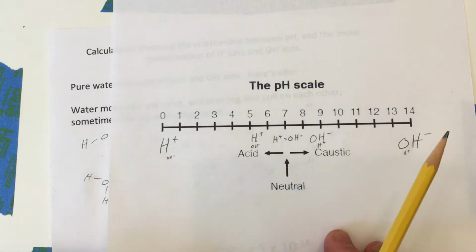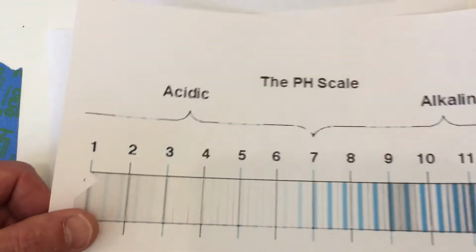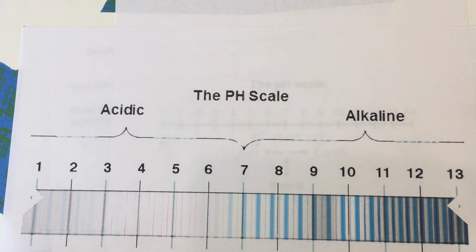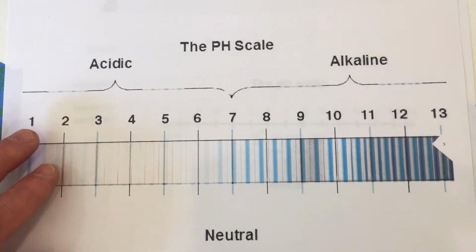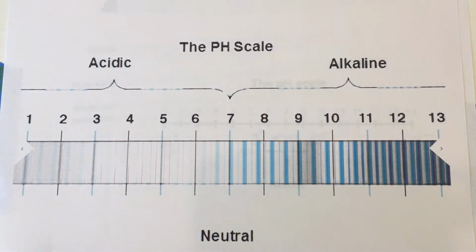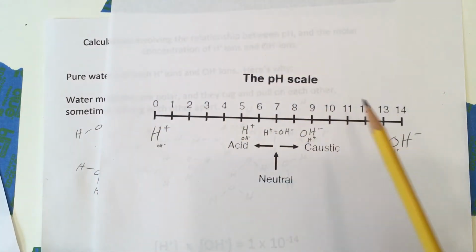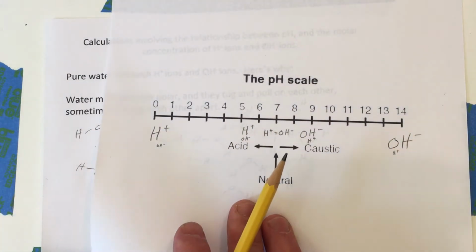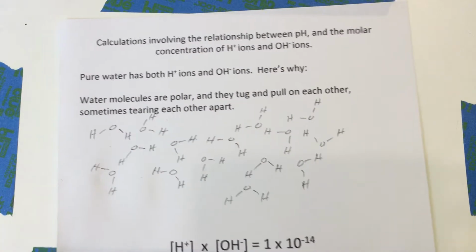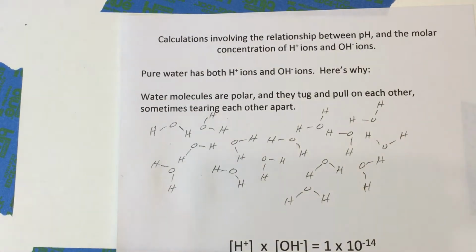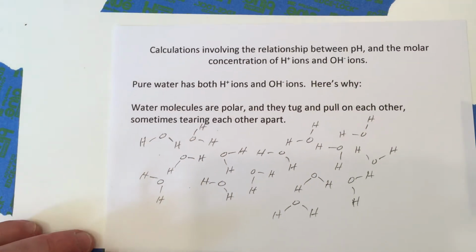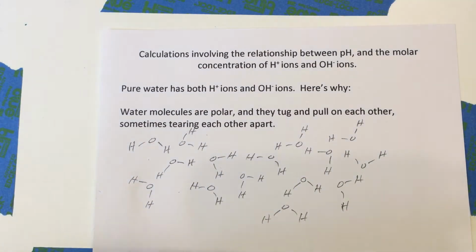low H plus. Here's another picture I found on the internet, and here they use the word alkaline to describe bases. So an alkaline solution is a basic solution. So acidic, there's really only one name for that, but for basic, we can say alkaline, we can say caustic, or again, we can say base. So the focus of this lecture then is going to be about calculations involving the relationship between pH and the molar concentration of H plus and OH minus.